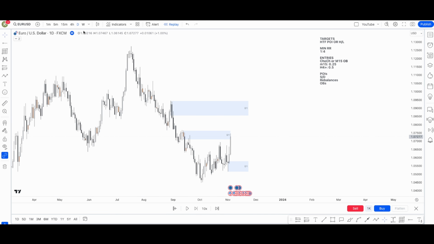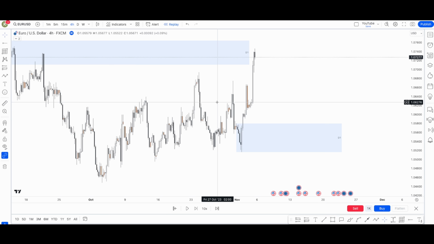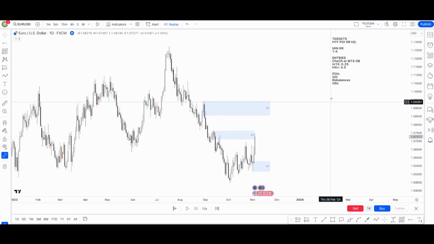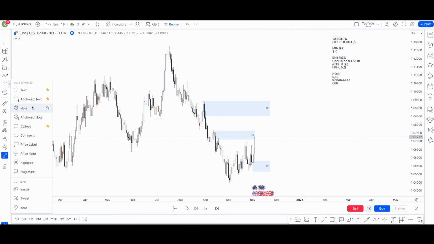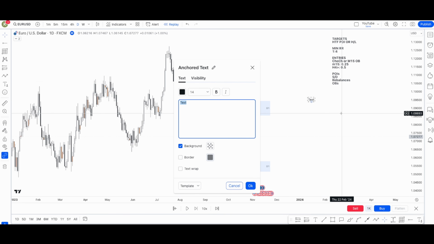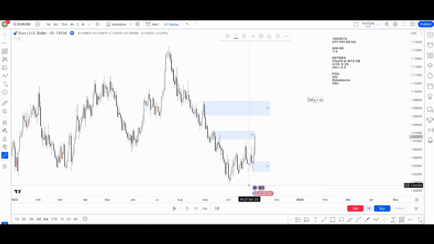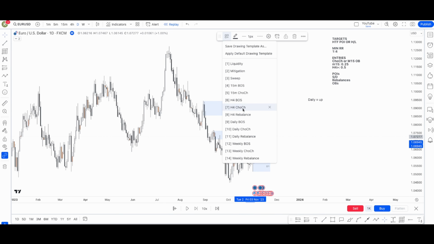All right, so I'm going to drop down to the H4 now and just do the same. Essentially, is there anything that we can see? Oh, by the way, I'll just mark out on here, just anchor text at the moment. So daily equals up. The daily trend is going up. Let's just mark out our BOS and CHoCH. So we've got CHoCH right there, BOS, so the daily BOS was there, which means that the daily is going up.